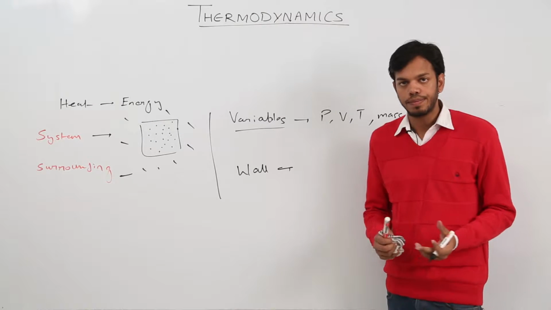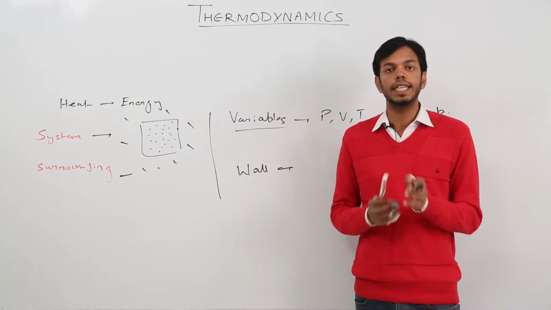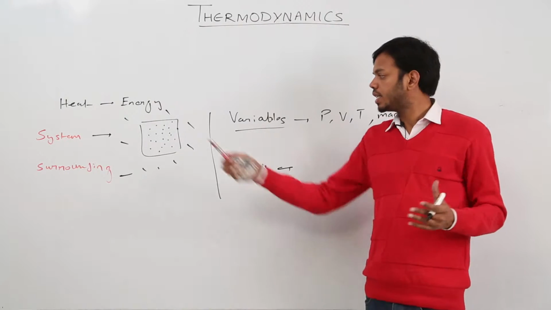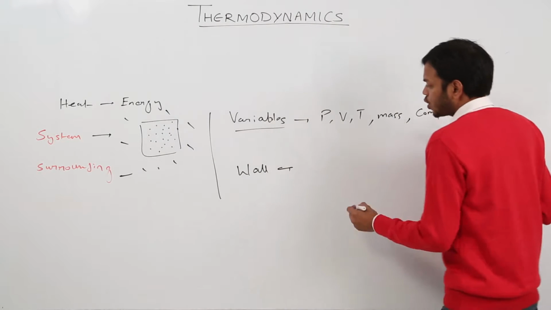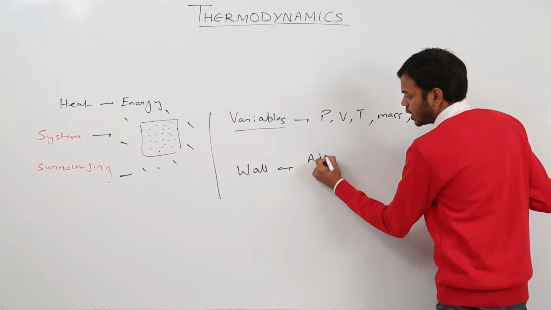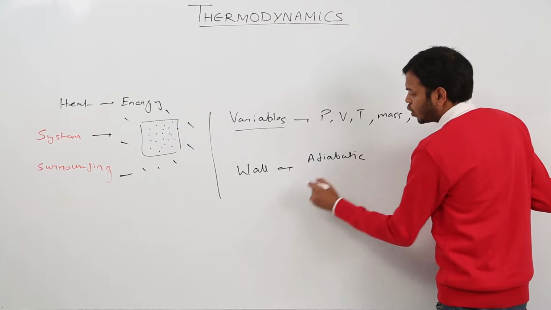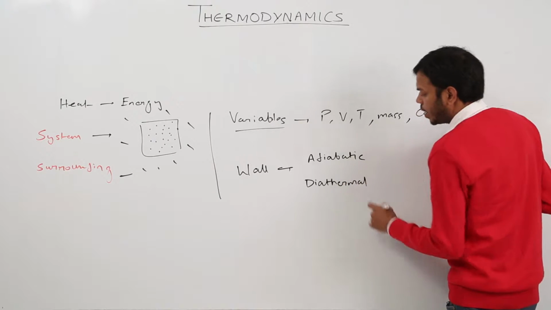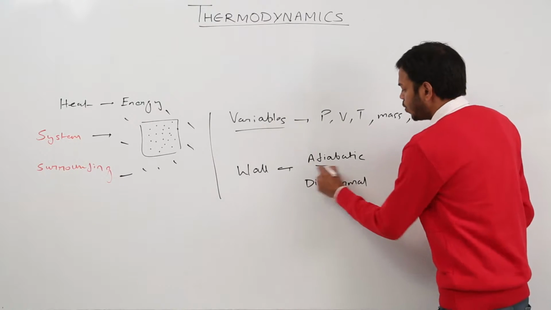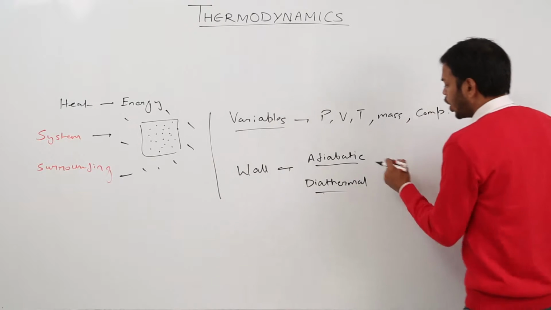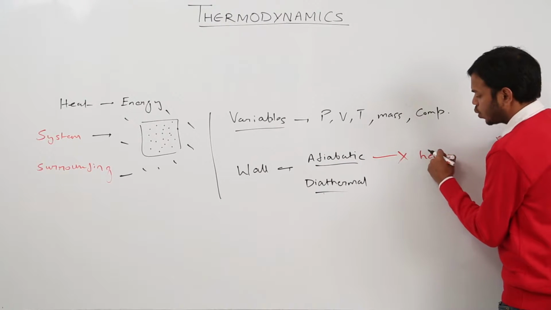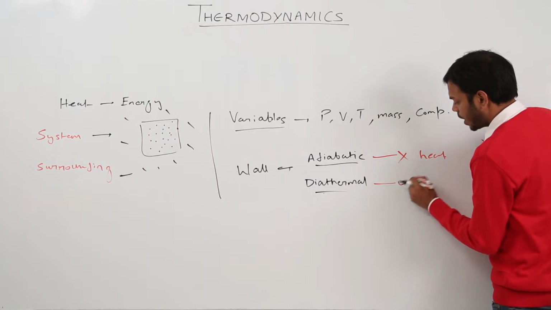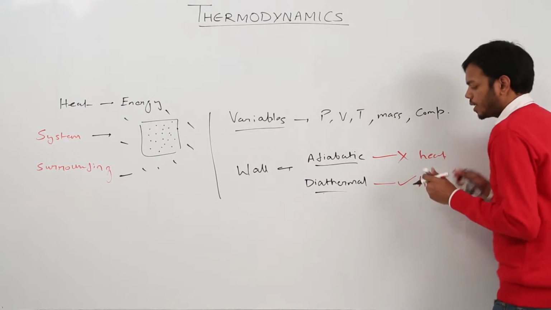Wall is an insulation, either conducting or non-conducting in terms of heat. So walls are insulation which contains all these particles. So walls could be either adiabatic walls or diathermal walls. What are the diathermal or diathermic walls? So adiabatic walls are those walls which do not allow heat to pass through them at all, whereas diathermal walls are those walls which easily allow heat to pass through them.